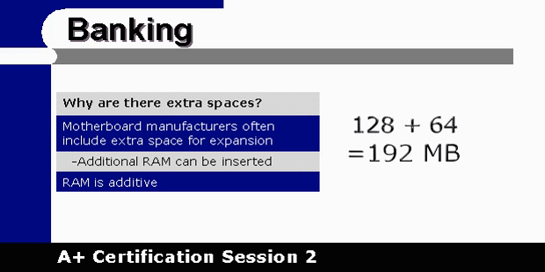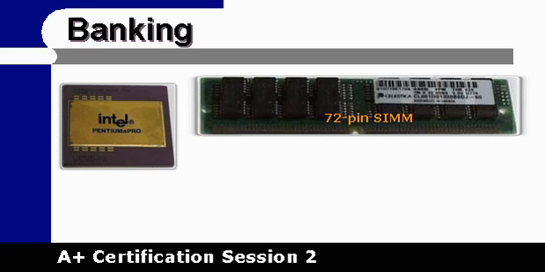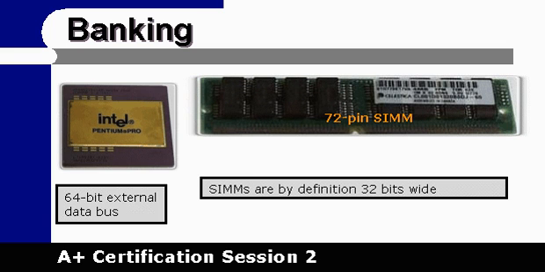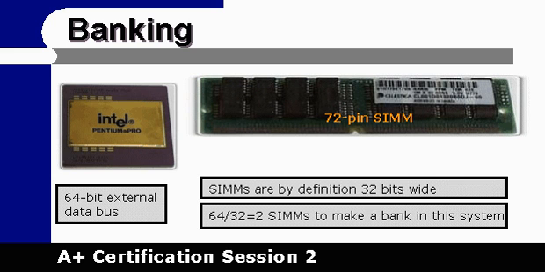Let's do the banking formula again, except this time we're going to make it a little bit more complicated. Okay, we're going to go back in time just a smidge here because with 168-pin DIMMs so common today, we don't really have to worry about banking too much. And I'm going to use 72-pin SIMs. Now remember, I told you that 72-pin SIMs are by definition 32 bits wide. And so using the formula, the size of the external data bus is 64 bits divided by the width of the 72-pin SIM, which is 32. That means I need 2 SIMs to make a bank in my Pentium Pro system.